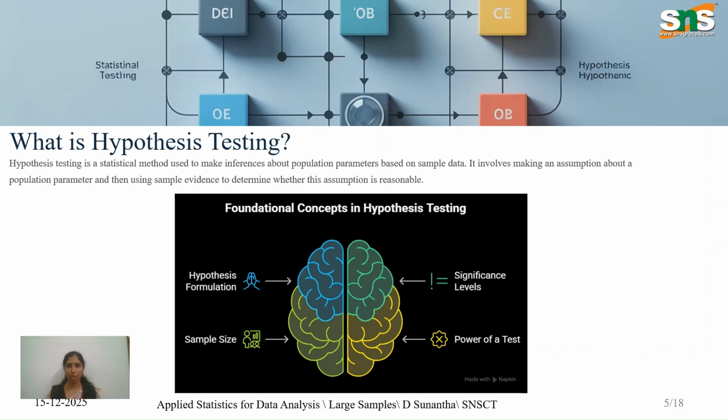So let us see the definition of hypothesis testing. Hypothesis testing is a statistical method used to make inferences about a population parameter based on sample data. It involves making an assumption about a population parameter and then using sample evidence to determine whether this assumption is reasonable. So to do a hypothesis testing, we need some concepts.